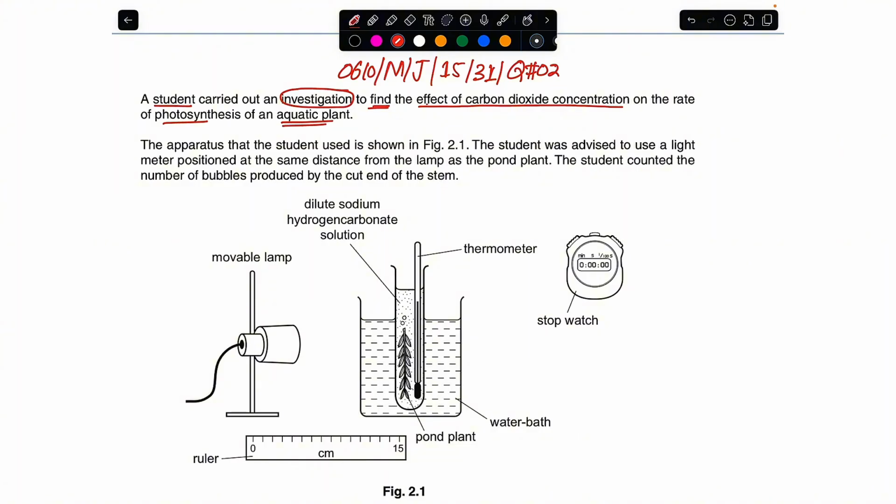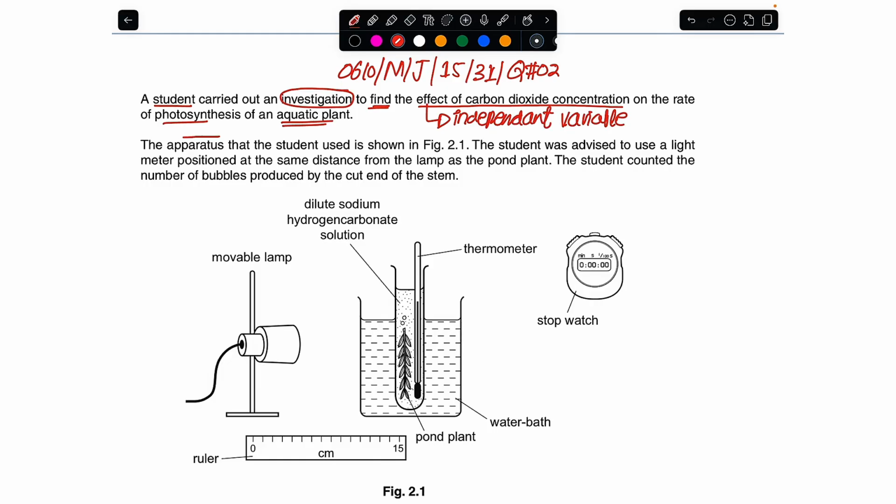Now, since in this experiment the students are looking at the effect of the carbon dioxide concentration, they would change it. So this would be acting as a variable, and that variable goes with the name of independent variable. I would be repeating the investigation, and every time I repeat it, we would have a different concentration of the carbon dioxide gas, and by that we will see how the rate of photosynthesis is impacted in the aquatic plant.